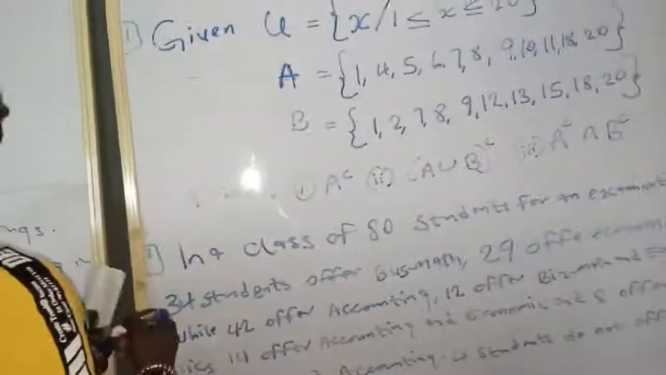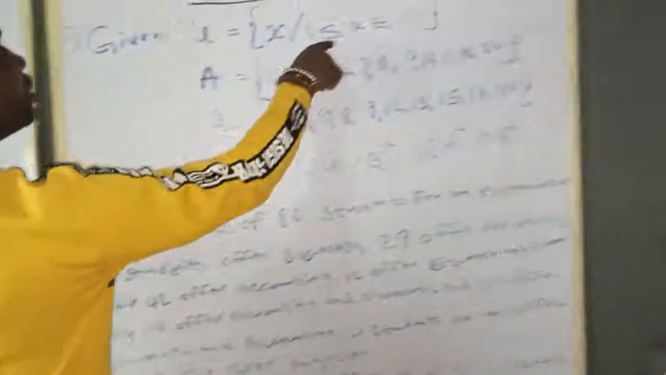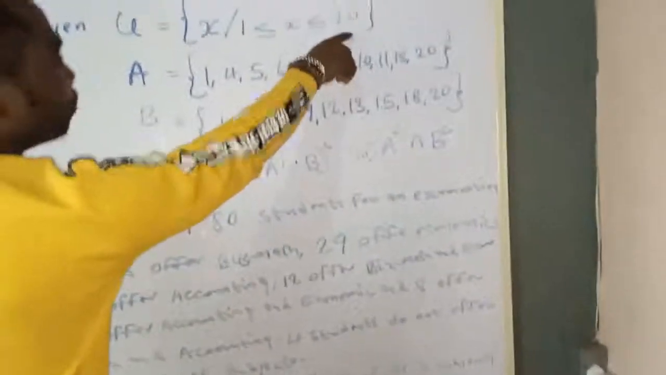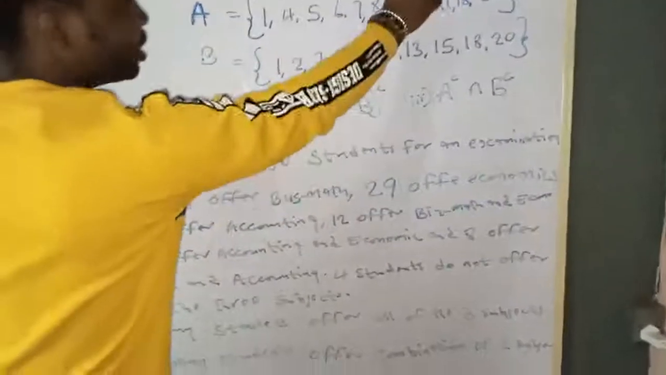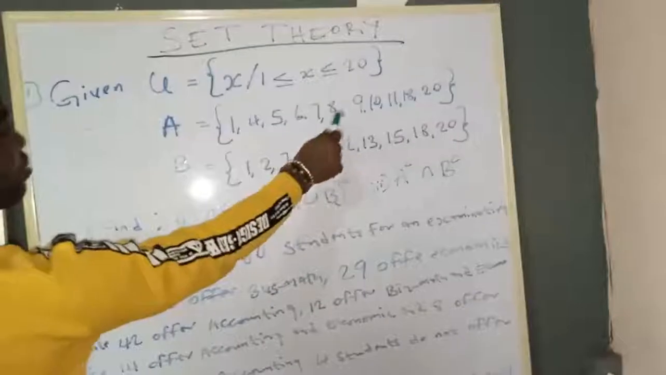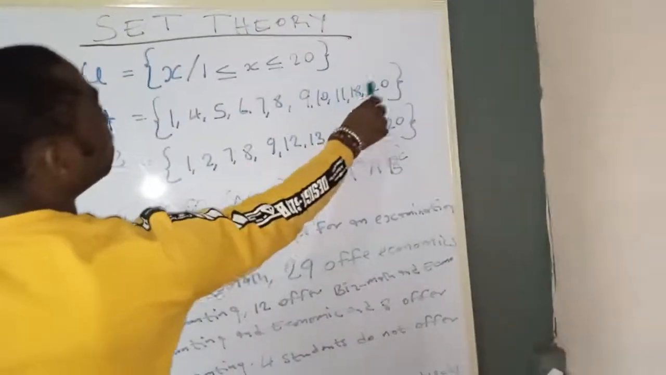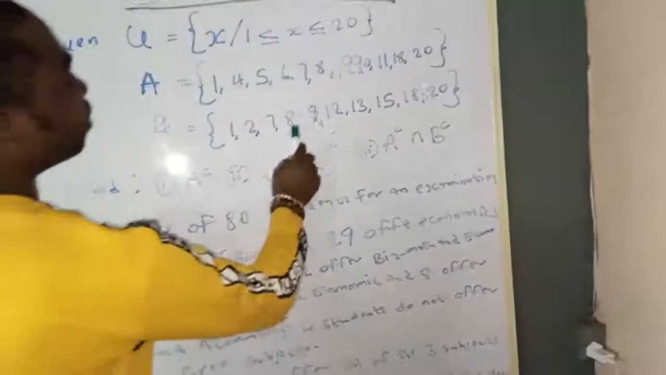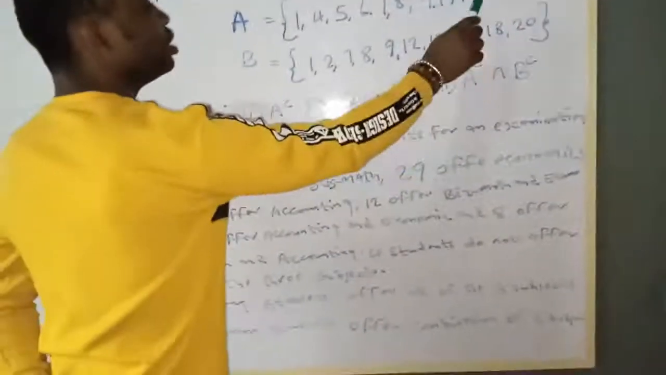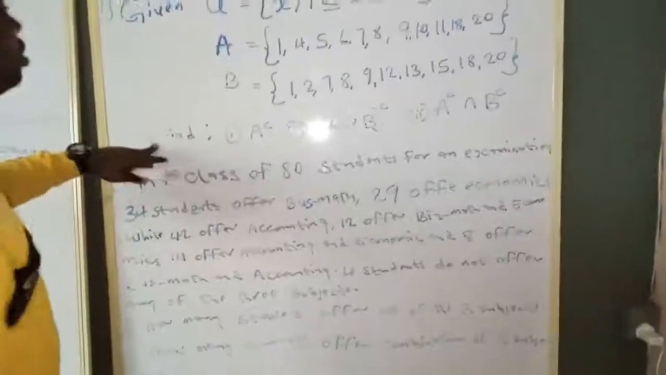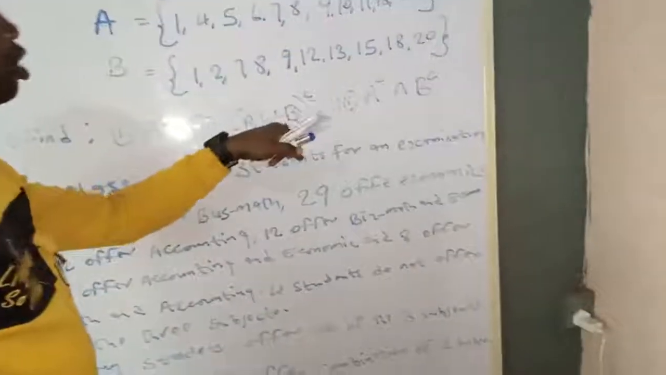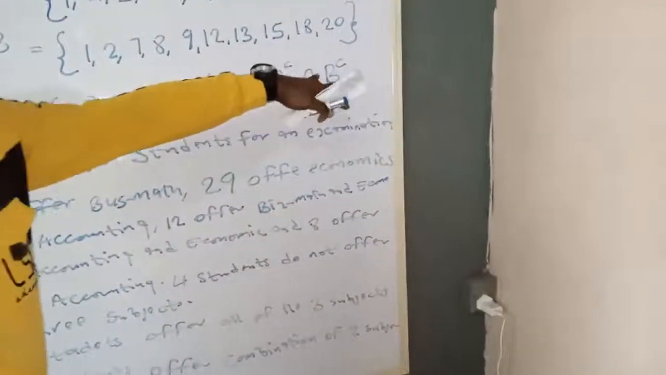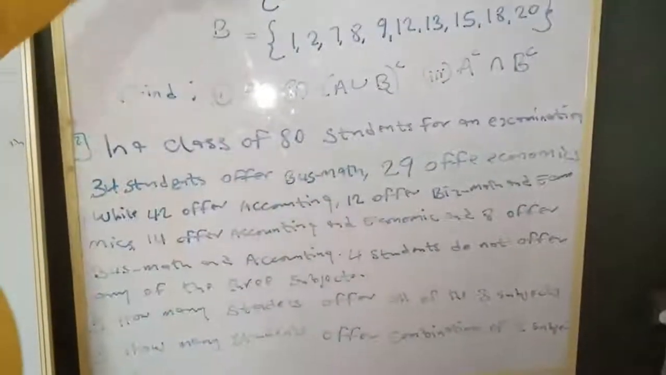Now, like this one, we say given the universal set is x such that 1 is less than or equal to x, less than or equal to 20. What it means here is that the universal set is 1 to 20. Whenever you see something like this, we say set A is 1, 4, 5, 6, 7, 8, 9, 10, 11, 18, 20. Then set B is 1, 2, 7, 8, 9, 12, 13, 15, 18, 20. Then find: one, A complement; two, A union B complement; three, A complement intersection B complement. That is one question on its own.